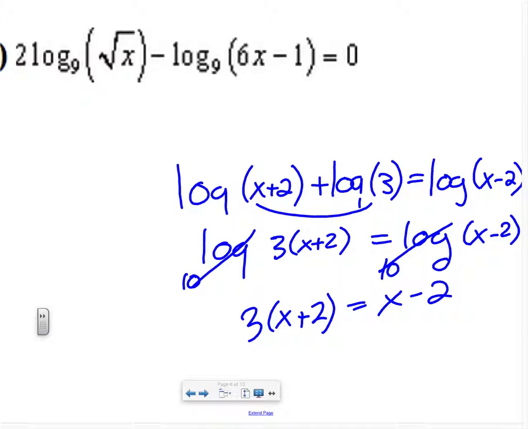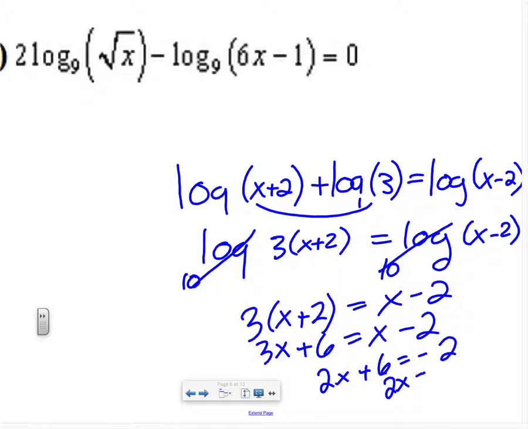Lord willing, I get a solution because I made this up in my head. So 3x plus 6 equals x minus 2. You have to be a little careful. We're probably going to get no solution here. So 3x minus x is 2x. If I subtract 6, I get negative 8. You're going to get negative 4 for an answer.